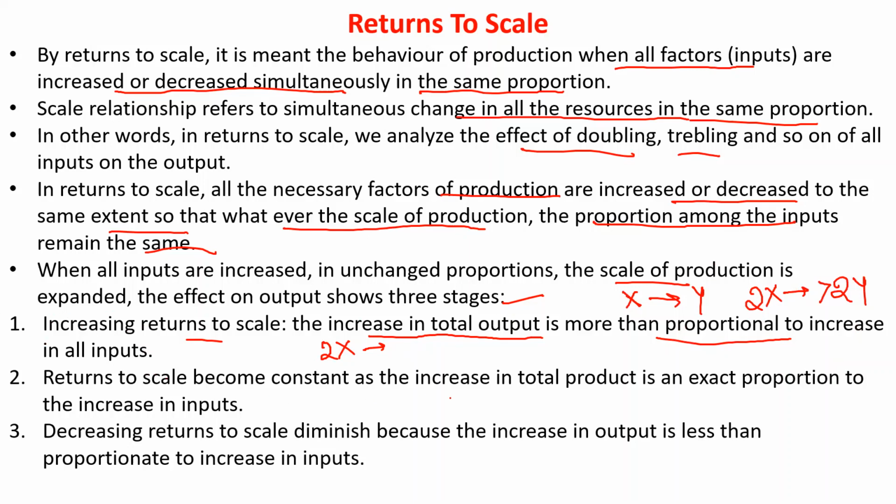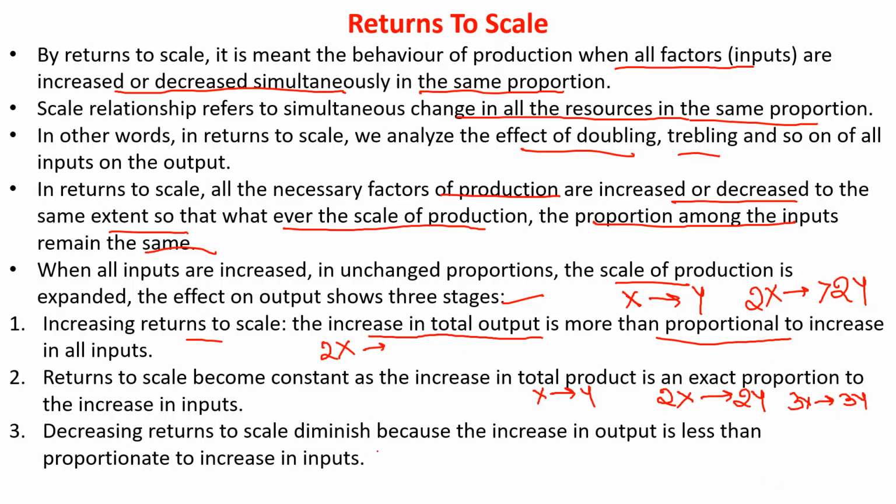Now return to scale becomes constant when the increase in output is in exactly the same proportion as the increase in inputs. For example, by using x inputs, we are getting y product. Now if we increase the inputs to 2x, we are doubling the inputs, then output is also doubled. So this is the constant return to scale. If we are tripling the input, then output also will be tripled. So this is the example for constant returns to scale.